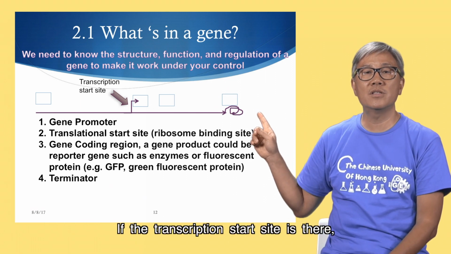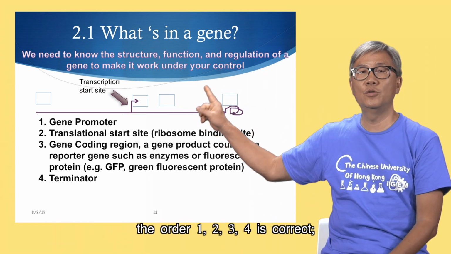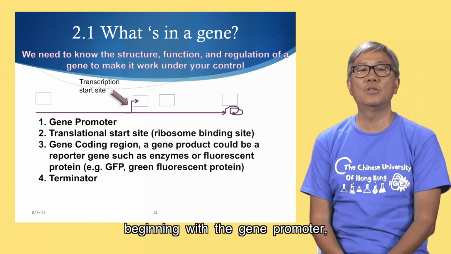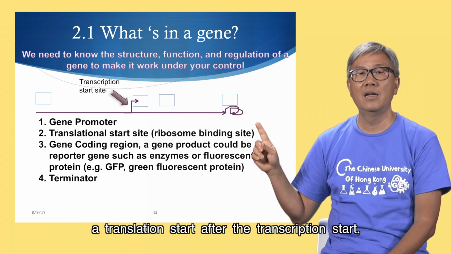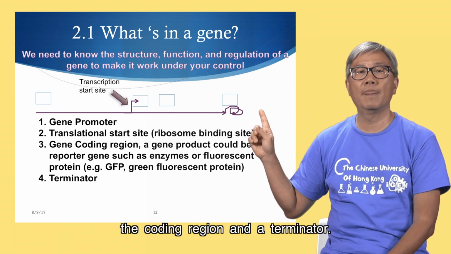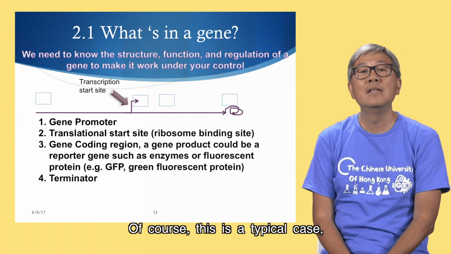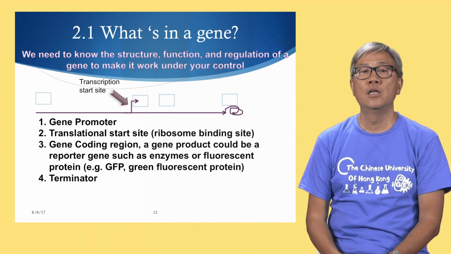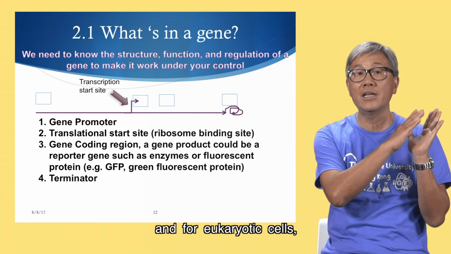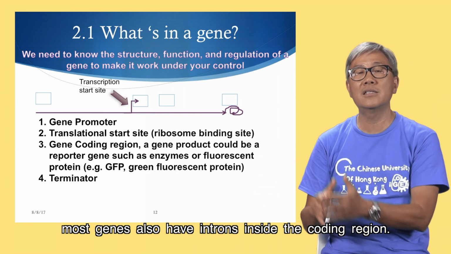If the transcription start site is there, the order 1, 2, 3, 4 is correct. Beginning with the gene promoter, a translation start after the transcription start, the coding region, and a terminator. Of course, this is a typical case, and in some special cases, the promoter could be downstream of a gene, and for eukaryotic cells, most genes also have introns inside the coding region.